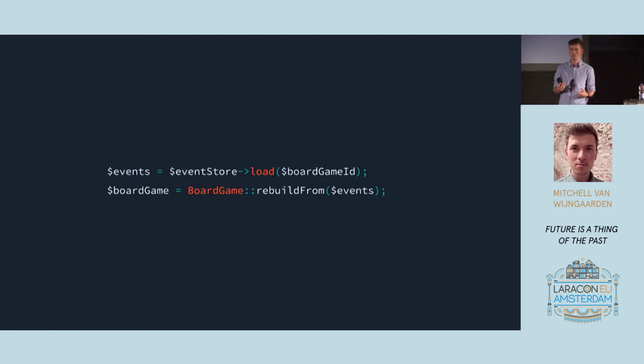You also have the ID somewhere, I'm going to explain that later. But you have it somewhere, and then you get back all the events, and then you rebuild the board game from it. And as you can see, this is again another named constructor. So right now, there are 2 ways to initialize the board game: through start selling it, or through rebuilding it from events.